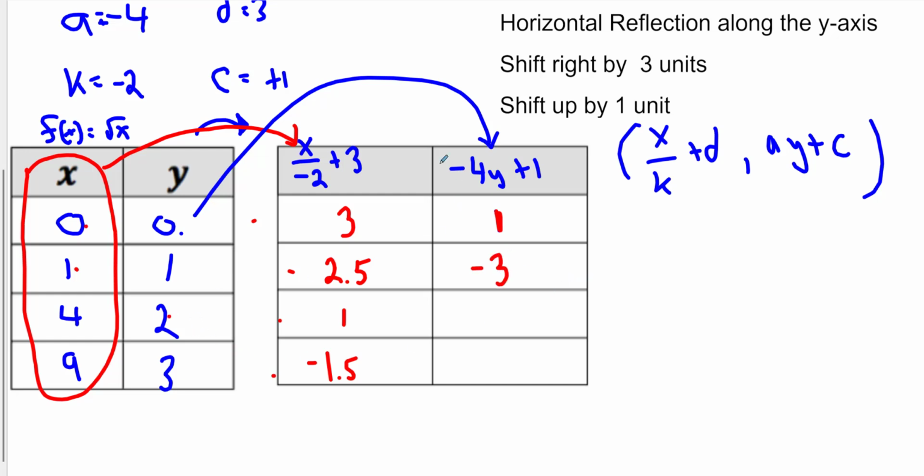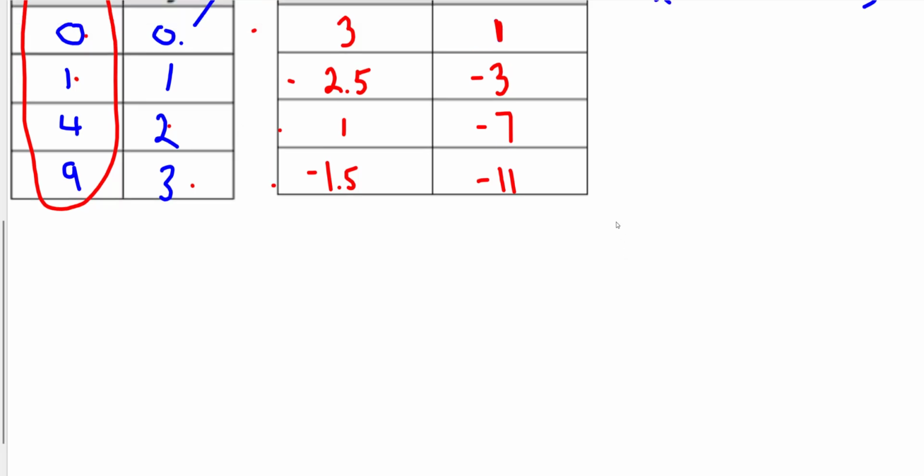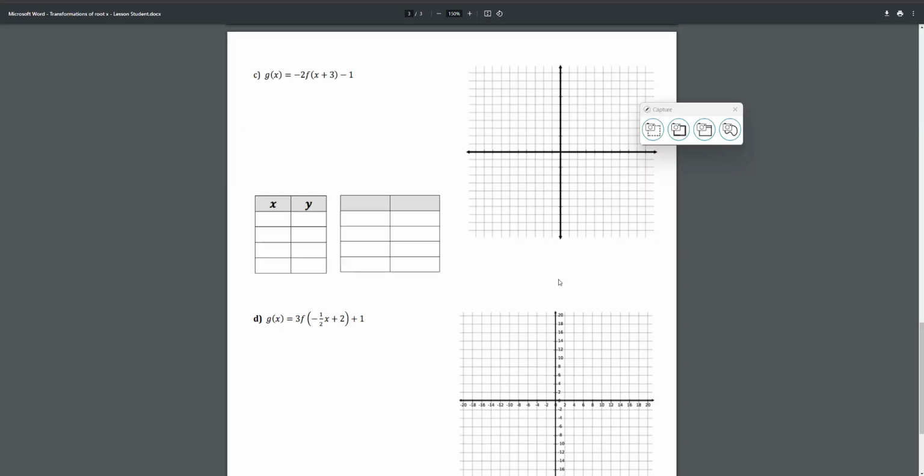2 goes into y. 2 times negative 4 is negative 8. Negative 8 plus 1 is negative 7. 3 goes into y. 3 times 4 is 12, and negative 4, so it's negative 12. Negative 12 plus 1 is negative 11. And here we now have enough points to graph our transformed function. So what I'm going to do, I'm going to take these points and graph them.